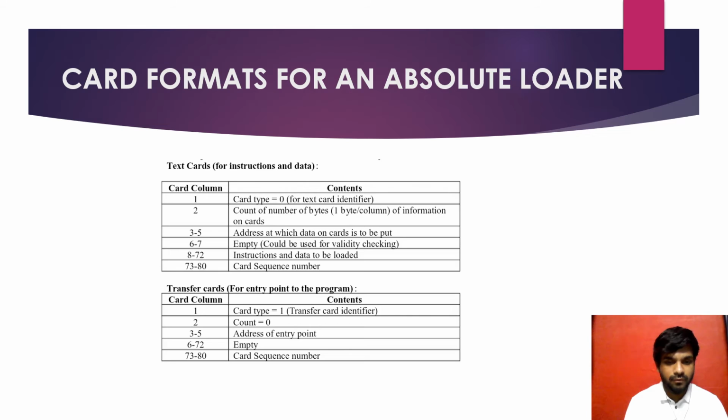contains a number of bytes like 4 bytes or 6 bytes, it is specified in that particular location. In columns 3 to 5 is the address of the entry point, which is nothing but the entrance of the program. The address of the program has to be put there. In transfer cards, the empty columns are from 6 to 72. If there is no information, then obviously it will be empty. Next, 73 to 80 is the same as the text card, the card sequence number.